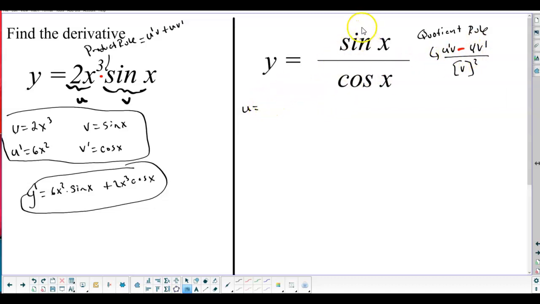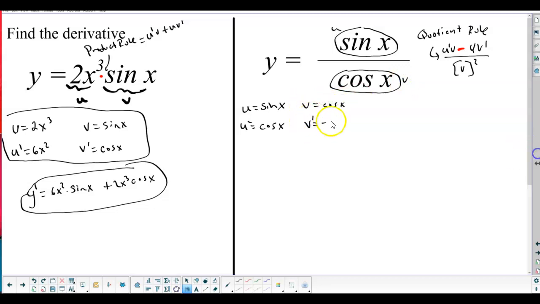So the u is the top function. It's your numerator. And we know the derivative of it. Derivative of sine is cosine. And then the bottom function, the denominator, that's v. And I need the derivative of v, which is negative sine. Think of that as my side work. And once you know that, plug it into the quotient rule.